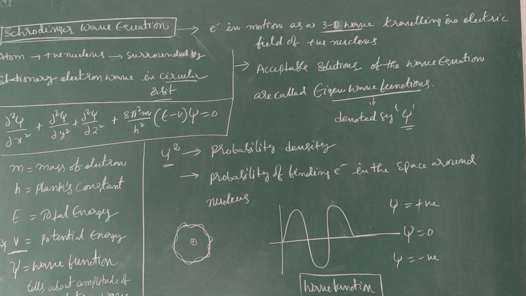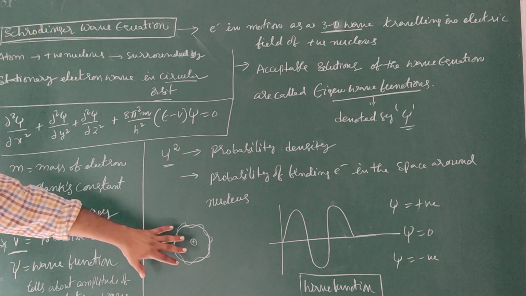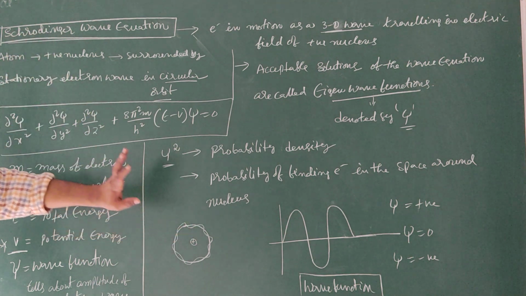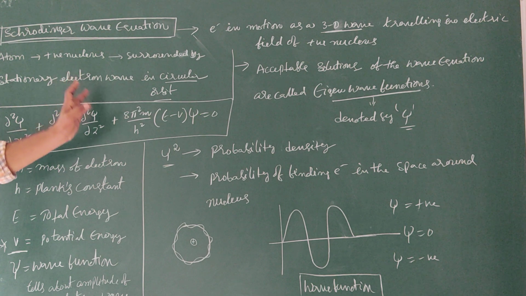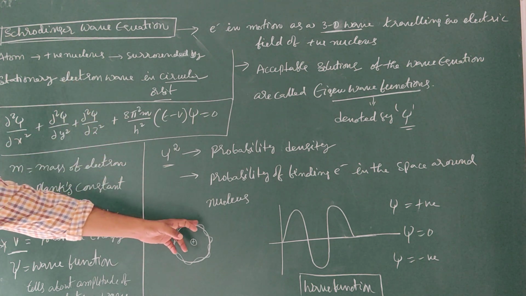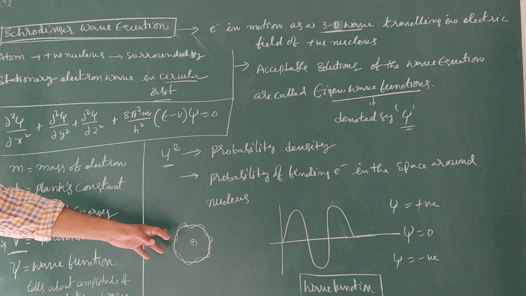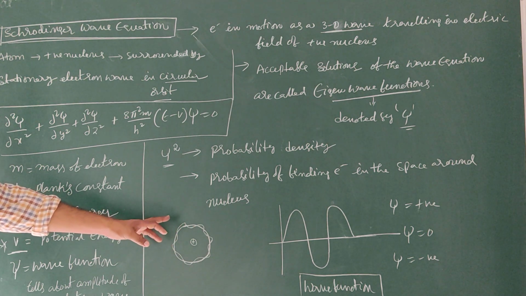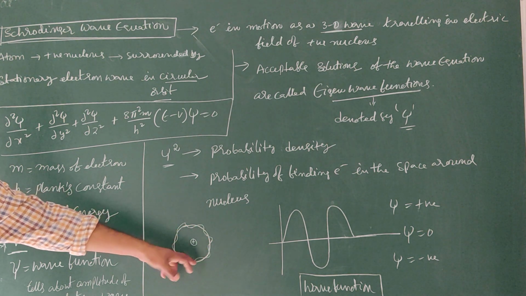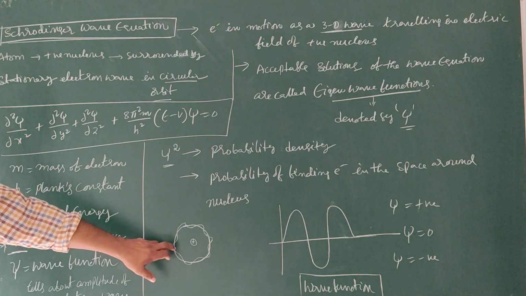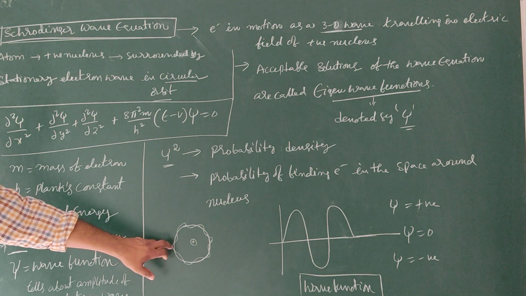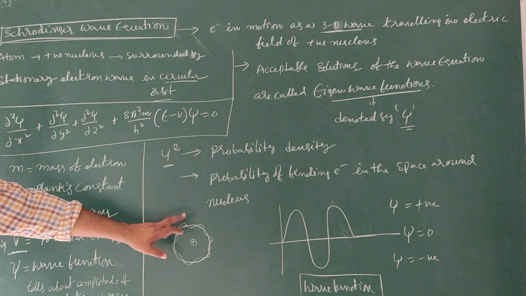Next is the Schrodinger wave equation. An atom has a positive nucleus. Suppose this is an atom with a positive nucleus, surrounded by a circular path called an orbit. On this orbit there is a stationary electronic wave.